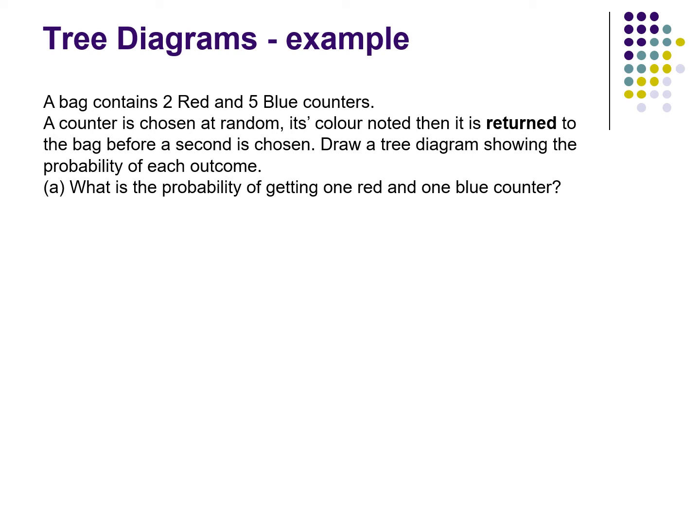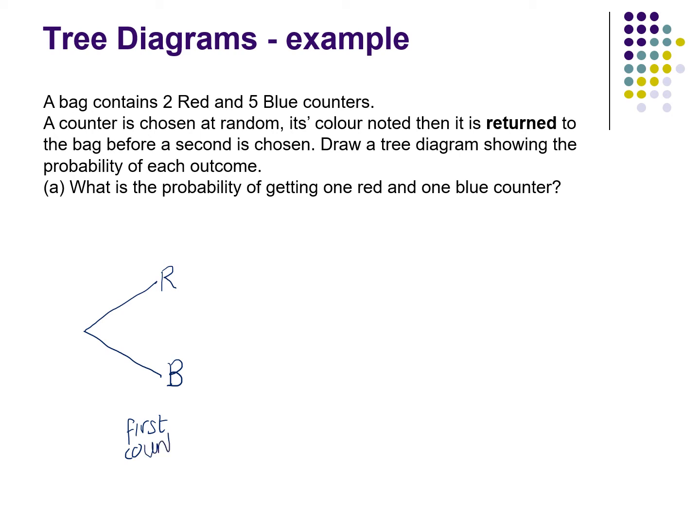So our 2 events that are going on then are choosing the first counter, okay, and choosing the second counter. So to think about how many branches we need for our first event, what are the different outcomes for choosing the first counter? Well, we can either have a red one or we can have a blue one. Okay, so I'm going to call that and just put underneath it choosing the first counter.